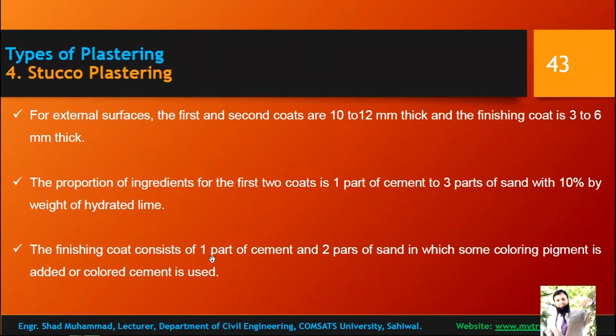The finishing coat consists of 1 part cement and 2 parts of sand, in which some coloring pigments are also added. Any type of plastering you can apply coloring pigments to. The basic backdrop of applying coloring pigments is this: when you are doing whitewash, then you will have to apply many coats of whitewashing to make that colored plaster surface white.